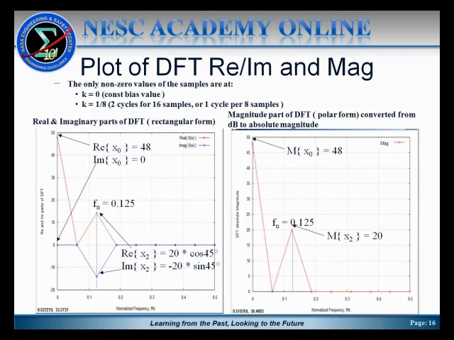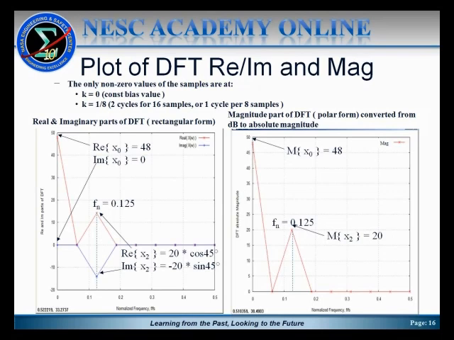The real part is equal to 48. Again, remember that was because it should be equal to N, the number of points, which is 16, times the bias value, which is 3. So indeed, we get 48 out at k equals 0, and 0 out for the imaginary part at k equals 0. Both of those represent a normalized frequency of 0.